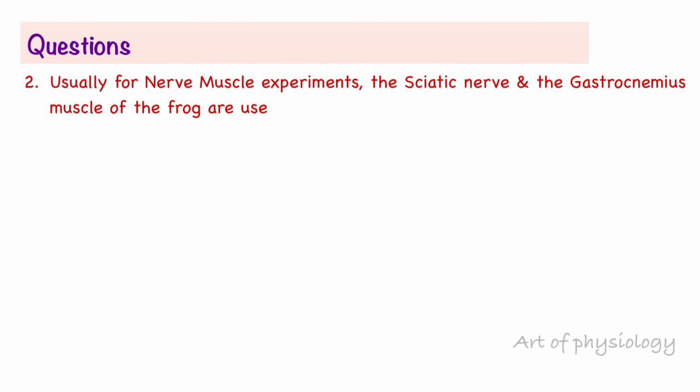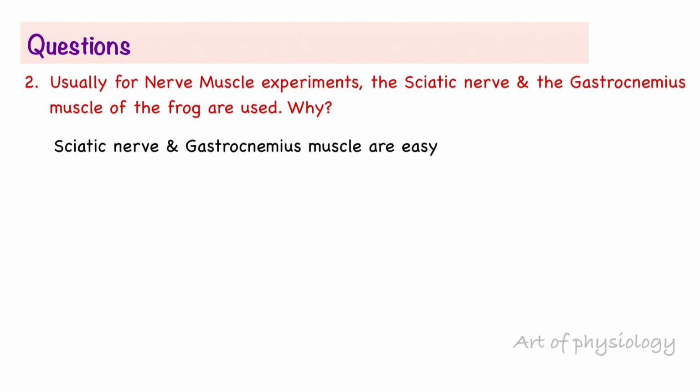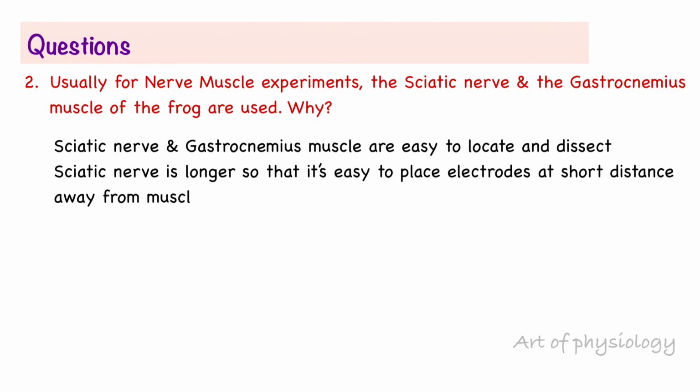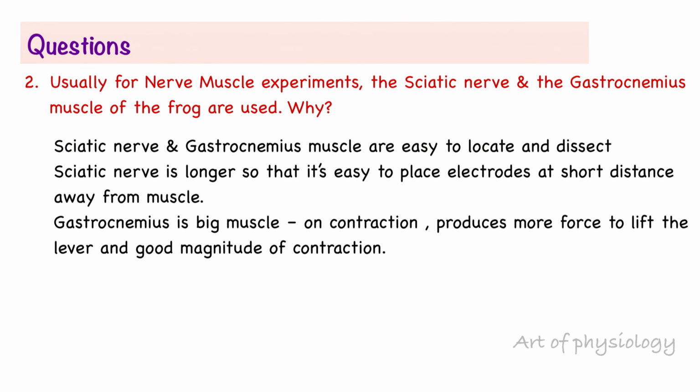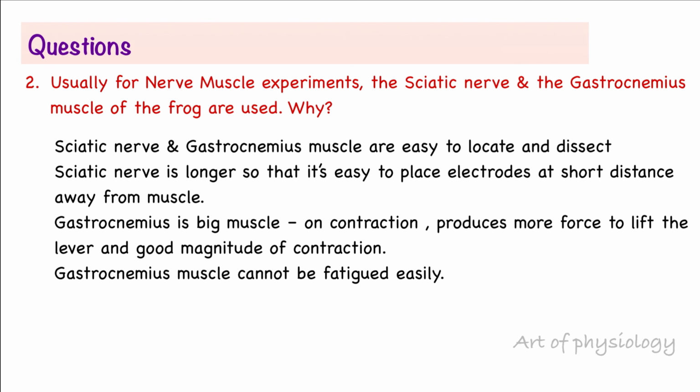Next, usually for nerve muscle experiments, the sciatic nerve and gastrocnemius muscle of the frog are used. Why? Because gastrocnemius is the largest muscle and sciatic nerve is the longest nerve in the frog. Also, this nerve and muscle are very easy to locate and dissect. And gastrocnemius is a bigger muscle, so on contraction it will produce more force to lift the lever and a good magnitude of contraction. Then, gastrocnemius muscle cannot be fatigued easily.